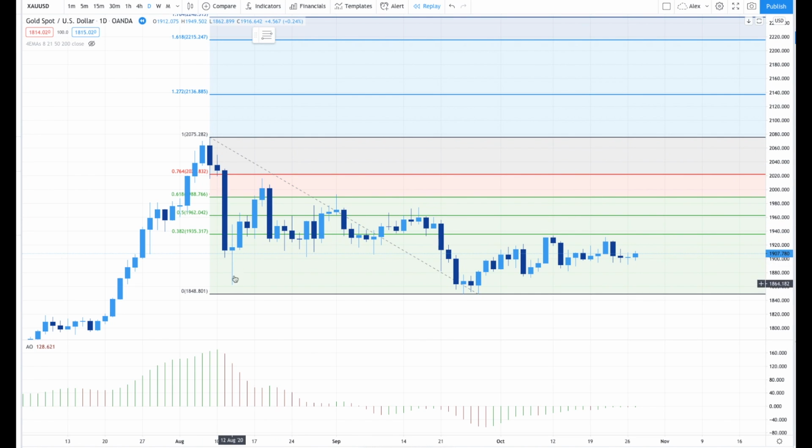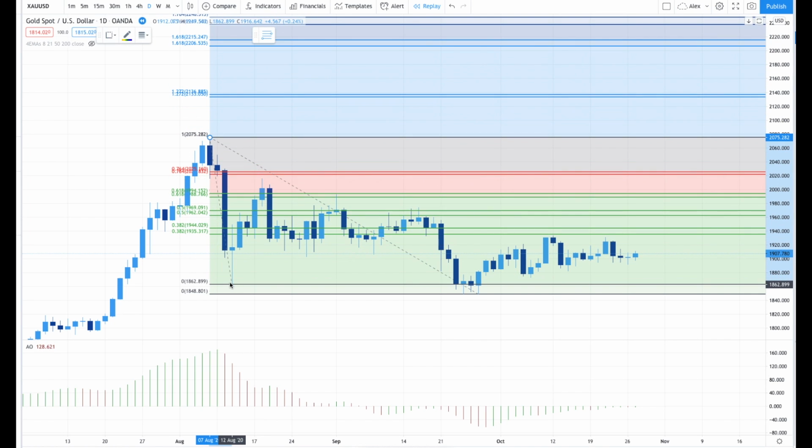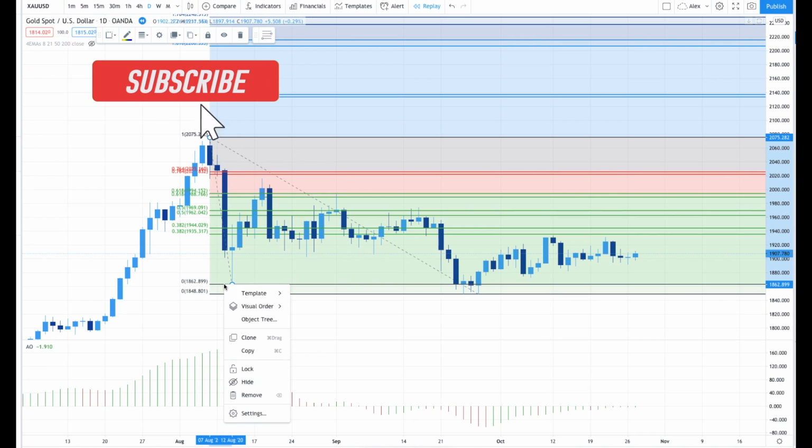So this pullback, you could have measured this pullback, you could have done something like this, and this would have been a momentum trade as well. So looking for some sort of a retracement to that 764. In this case, we stalled at around the 61.8 before dropping sharply. So you could have looked at something like that.